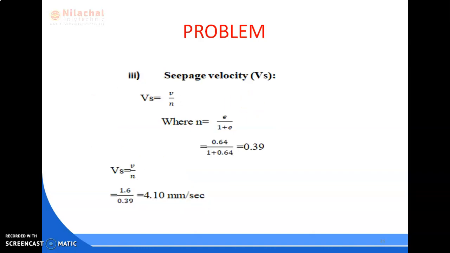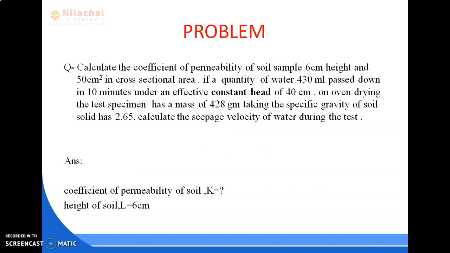The third is seepage velocity Vs. So we know this relation, we have already discussed it in the previous lecture. Vs equal to V by n. Again here n, porosity, is unknown, we have to find it out. So n equal to e by 1 plus e, this is the relation. So 0.64 by 1 plus 0.64 equal to 0.39. So Vs equal to V by n, we put this value and get 4.10 millimeter per second. This is the third answer. So completed the problem. Another problem.